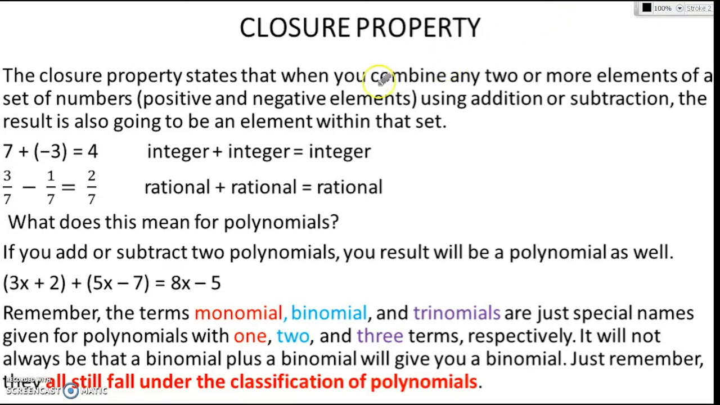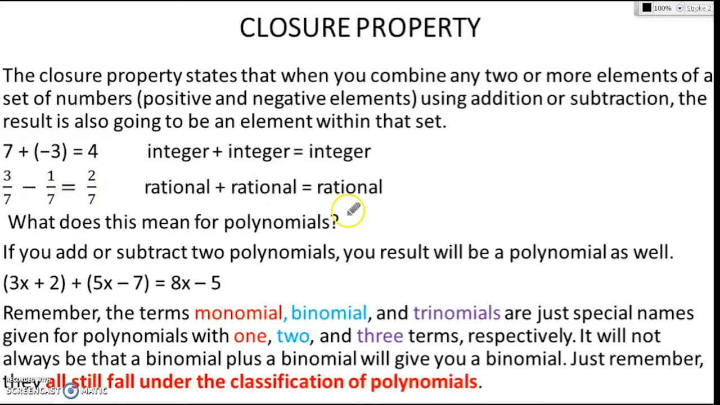And so all that means is if I add together an integer and an integer, I'm going to get an integer. And if I add a rational number with a rational number, I'm still going to have a rational number. Or if I subtract a rational number and a rational number, I'm going to end up with a rational number.